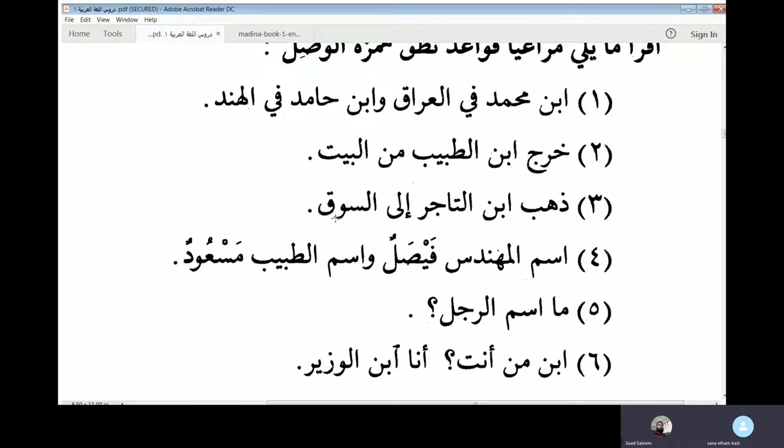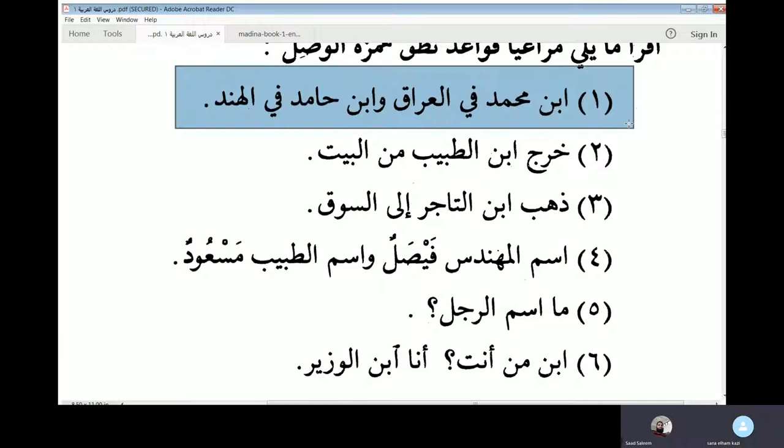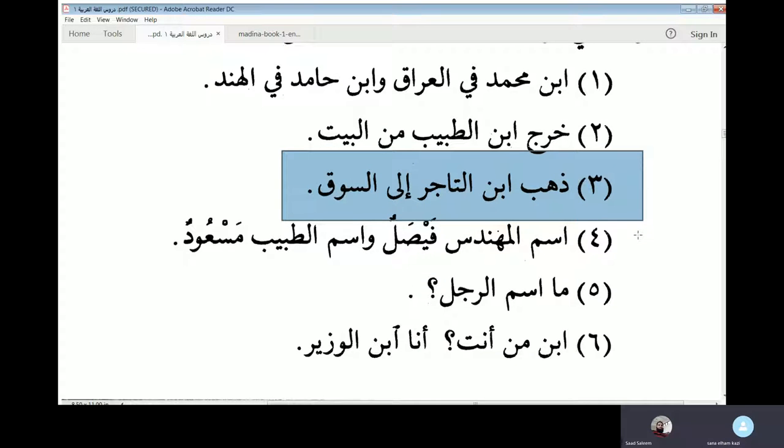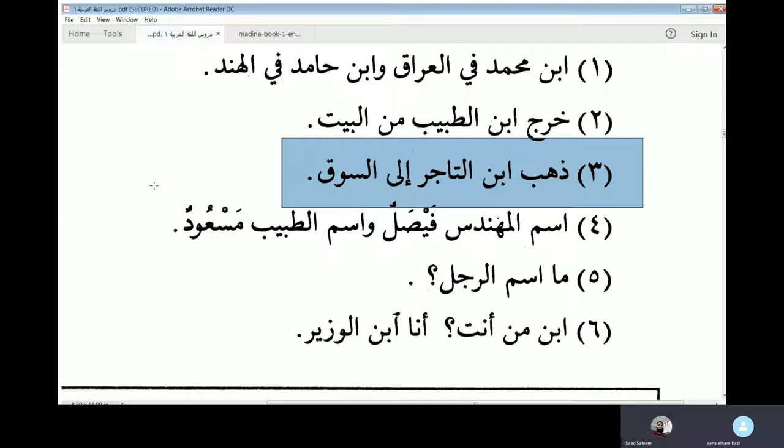Six sentences. Mr. Mudha, read the first three. Ibn Muhammadin fil Iraqi wabn Hamidin fil Hindi. So the son of Muhammad is from Iraq and the son of Hamid is from India. Kharaja ibnu tabibi min al-bayt. The son of the doctor went out from the house. Dhahaba ibnu tajiri ila suq. So the son of the merchant went to the market. Okay, Ms. Sana.